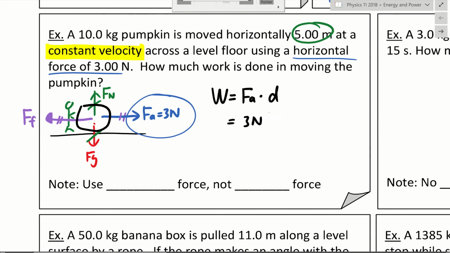which is 3 Newton, multiplied by 5 meter, which is extremely easy, is 15 joules. So he wasted 15 joules of energy in order to push that box. So when you're doing this, make sure you're using the applied force, not the net force. Because technically speaking, the net force is 0.